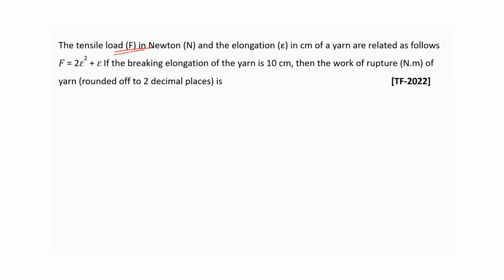It is also a NAT type of question. The tensile load F in Newton and elongation E in centimeter of a yarn are related as follows: F is equal to 2E square plus E. If the breaking elongation of the yarn is 10 centimeter, then find the work of rupture in Newton meter of the yarn, rounded off to 2 decimal places. The work of rupture is asked in Newton meter and the elongation is given in centimeter, so you should also focus on units, that all units are in the same dimensions.